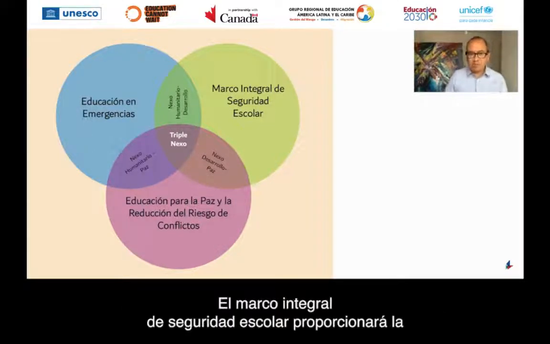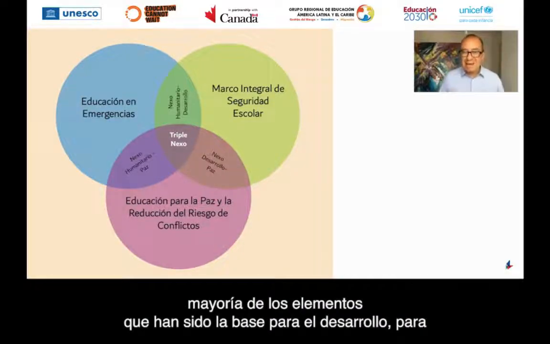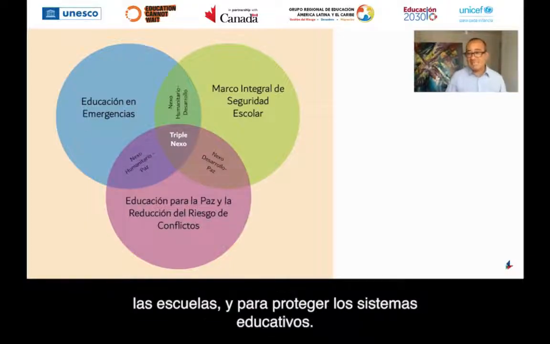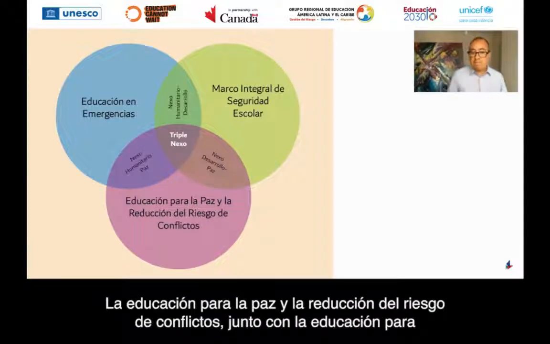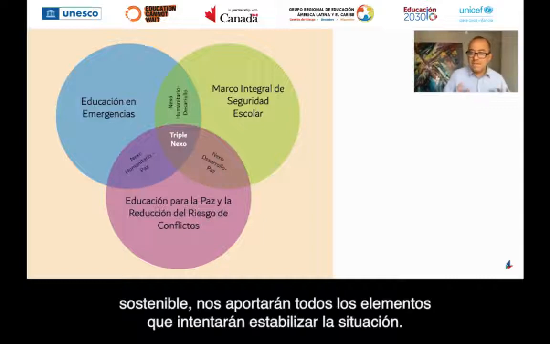The comprehensive school safety framework will provide most of the elements that are the basis for development, for really planning for the long term, for preventing, for mitigating, for protecting schools and the educational systems, and of course children. The peace and conflict risk reduction education, together with disaster risk reduction education, climate change education, and sustainable development education, will bring us all the elements that will try to stabilize the situation.